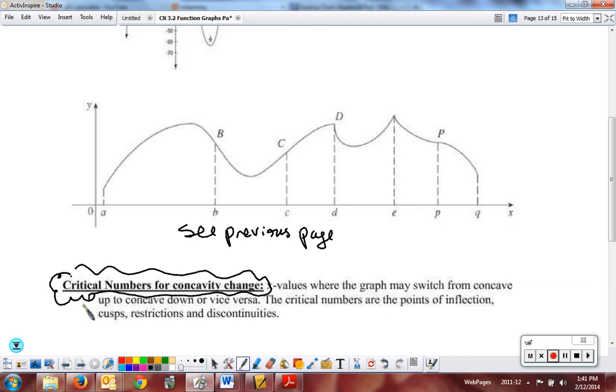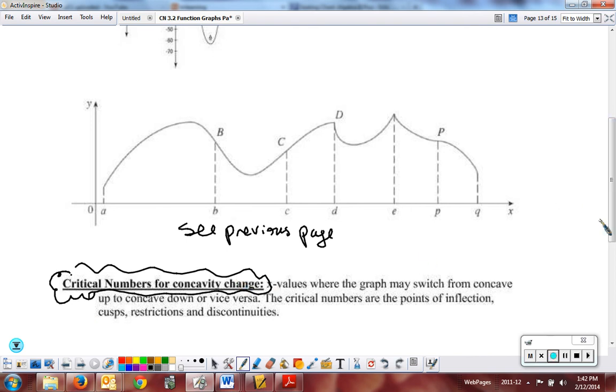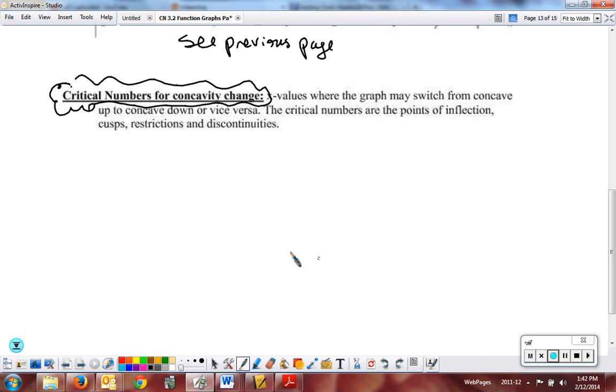Is extrema going to be included in that for critical numbers? The answer is no. You can change concavity at a point of inflection, so the point of inflection is right in there. But what else can I switch at? Restrictions and discontinuities, depending on what's happening with the jumps and all of that stuff.